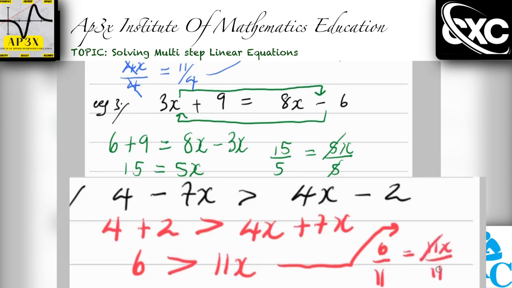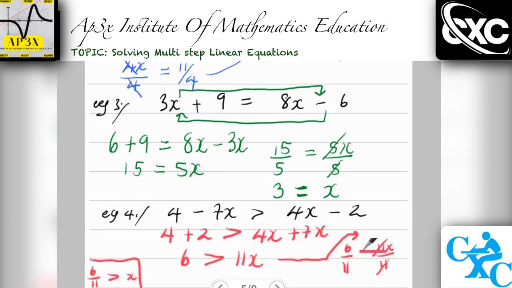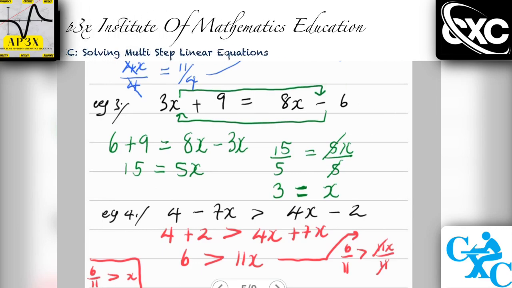So we cancel the 11 here, and then finally our solution is 6 over 11 is in fact greater than x. I do make an error here, it's not equal. I have to focus, guys. 6 over 11 is greater than or equal to x. So final answer here, 6 over 11 is greater than or equal to x, or you can simply say x is less than 6 over 11.